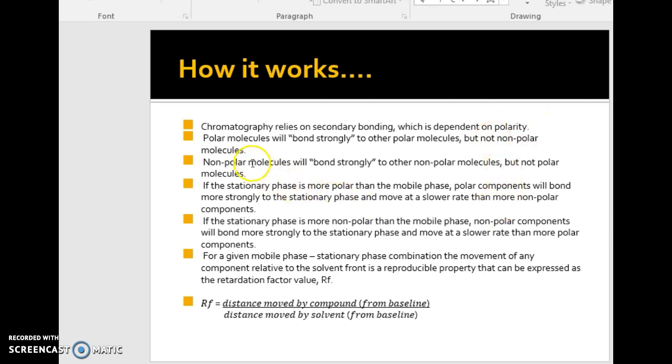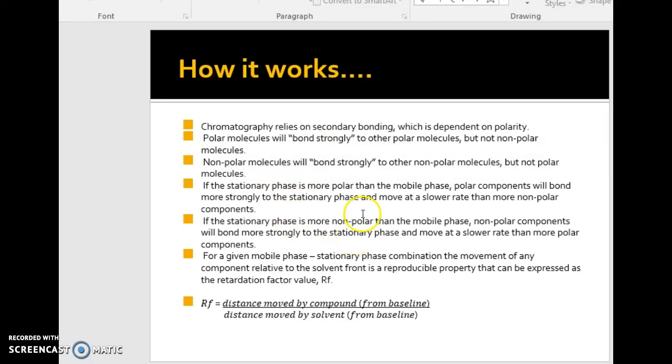Polar molecules will bond strongly to other polar molecules but not to non-polar molecules. So if we've got a stationary phase that's polar and we've got a polar molecule, then that polar molecule is going to stay fairly strongly to that stationary phase. That's why this statement is very important towards chromatography. And vice versa, non-polar molecules will bond strongly to other non-polar molecules, but not to polar molecules. So once again, it's basically the same thing in reverse.